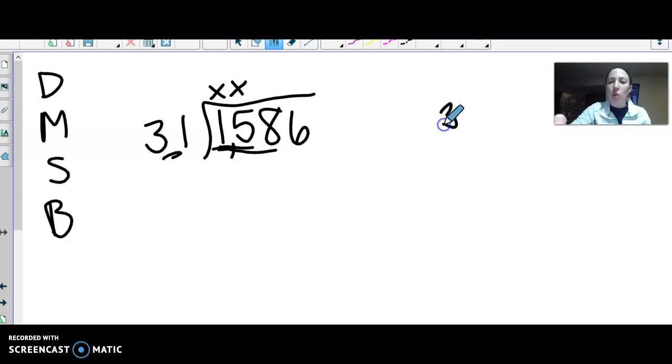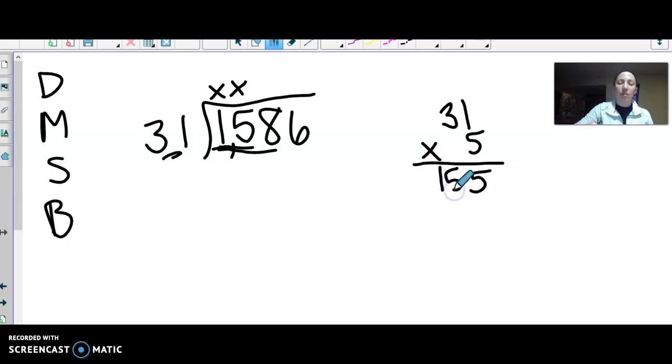So let's try 31 times 5. 5 times 1 is 5. 15. Now, 158, 155 is very close. If I got one that was like 130 something, I'd probably say, oop, is that close enough? And I might have to try a different number. If I got one that was too big, I might have to try a different one. This is why sometimes people just like to write out the multiples, so then you're not guessing and checking as you go. But it goes in 5 times.